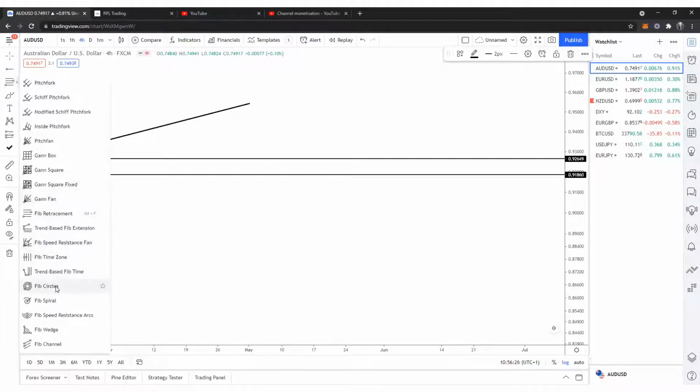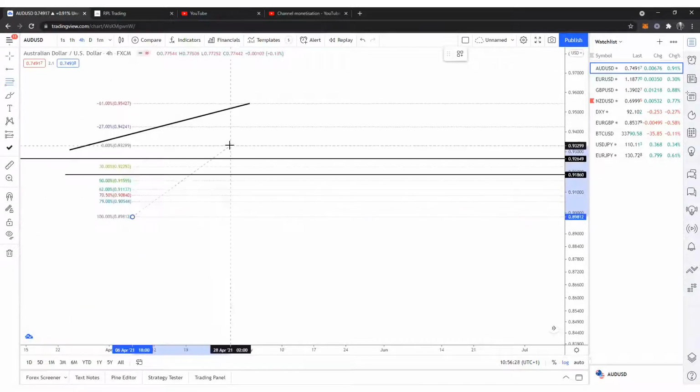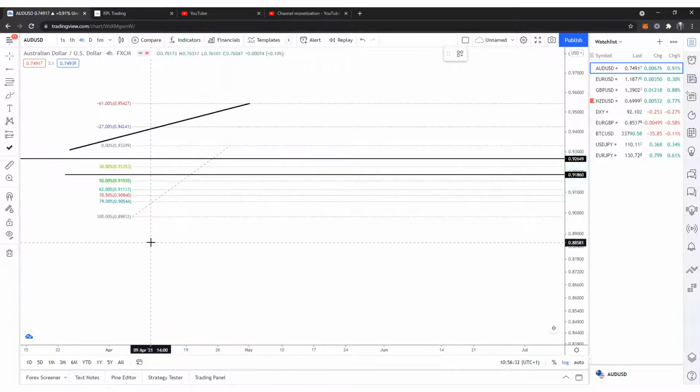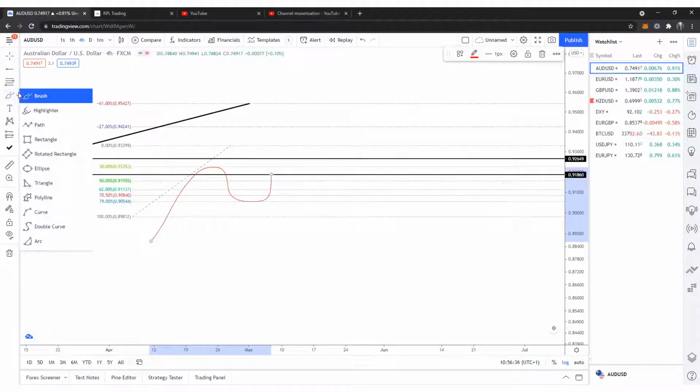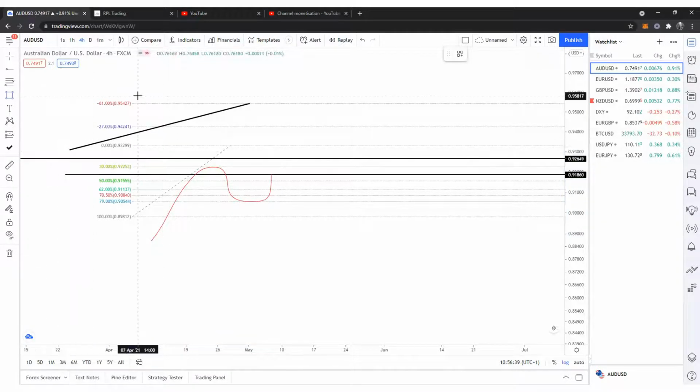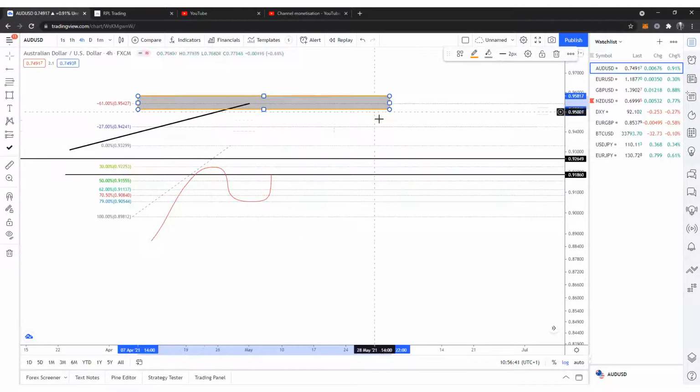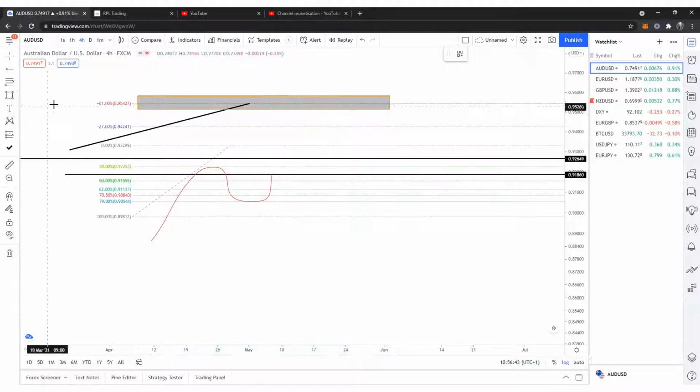Fourth, we'll look at fib retracement. Fifth is the brush tool, so we can draw on the charts. Sixth is a nice rectangle to identify key levels.